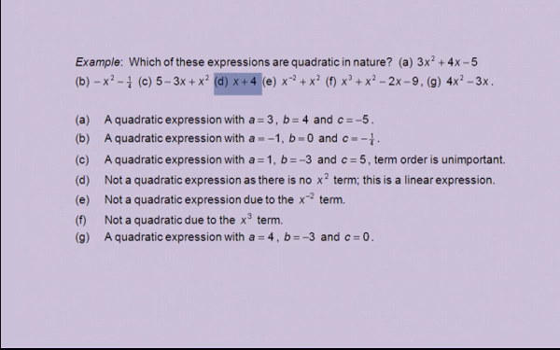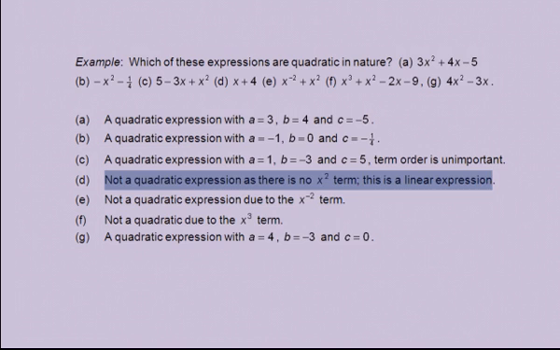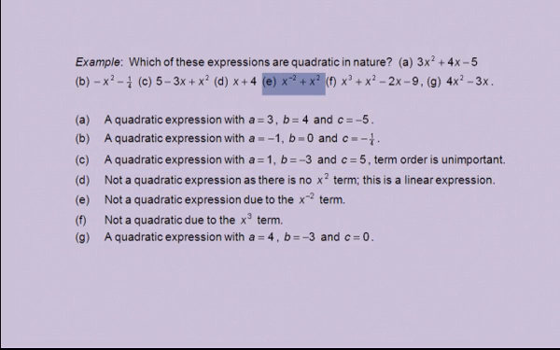D. x plus 4. This is not a quadratic expression as there is no x squared term. This is a linear expression. E. x to the minus 2 plus x squared. This is not a quadratic expression due to the x to the minus 2 term. F. x cubed plus x squared minus 2x minus 9. This is not a quadratic due to the x cubed term. G. 4x squared minus 3x. This is a quadratic expression with a equals 4, b equals minus 3 and c equals 0.